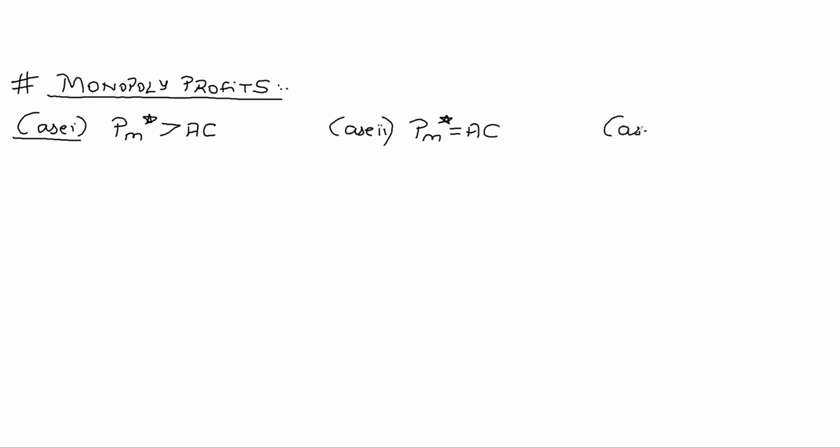Okay, so let's look at the scenario. Case 1, when the price charged by the monopolist is more than the average cost. Case 2, when the price charged by the monopolist is exactly equal to the average cost. And case 3, when the price charged by the monopolist falls below the average cost. So let's draw the diagram for all these 3 cases.